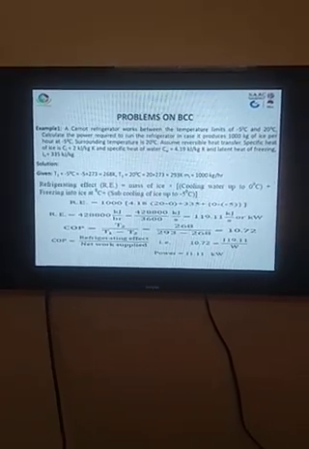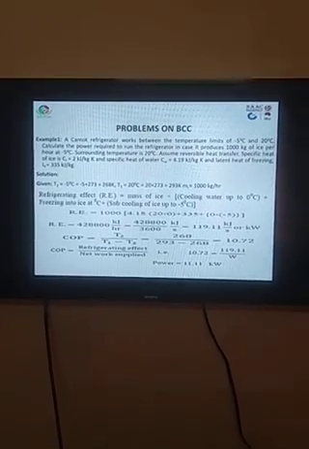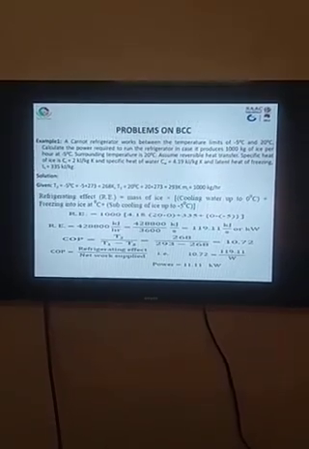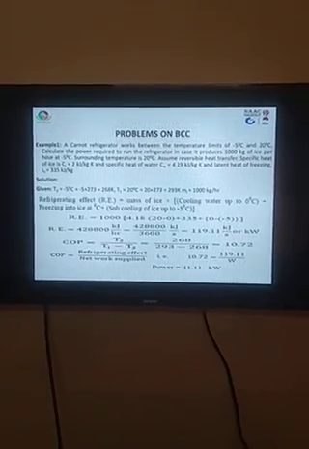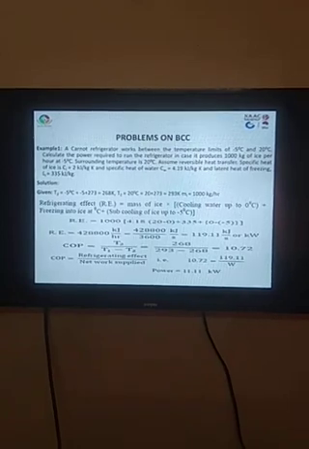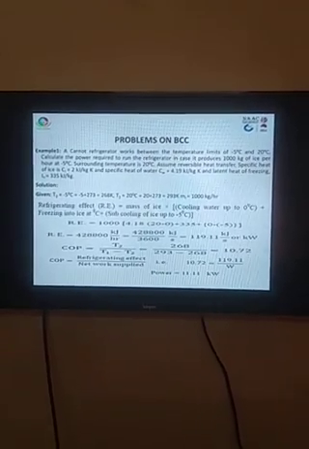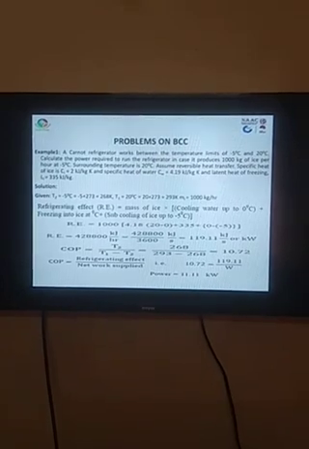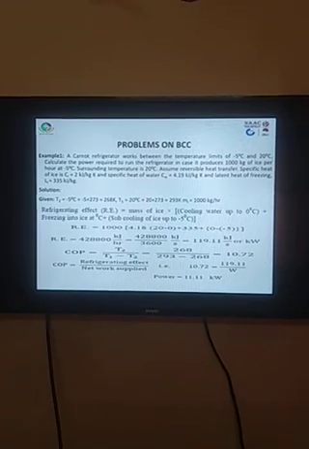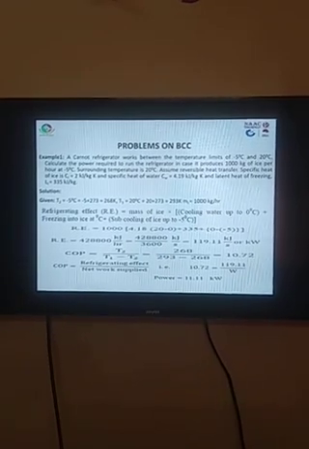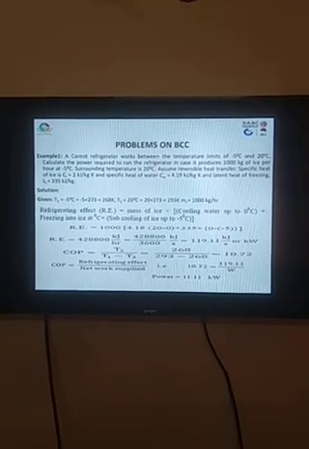Hence, this particular statement, which is theoretical, is formulated as a formula like this: refrigerating effect is equal to mass of ice into, inside the bracket, cooling water from 20 degrees centigrade to 0 degrees centigrade, then adding the freezing of ice, that is latent heat of ice, then adding the subcooling of ice from 0 degree to minus 5 degrees centigrade.